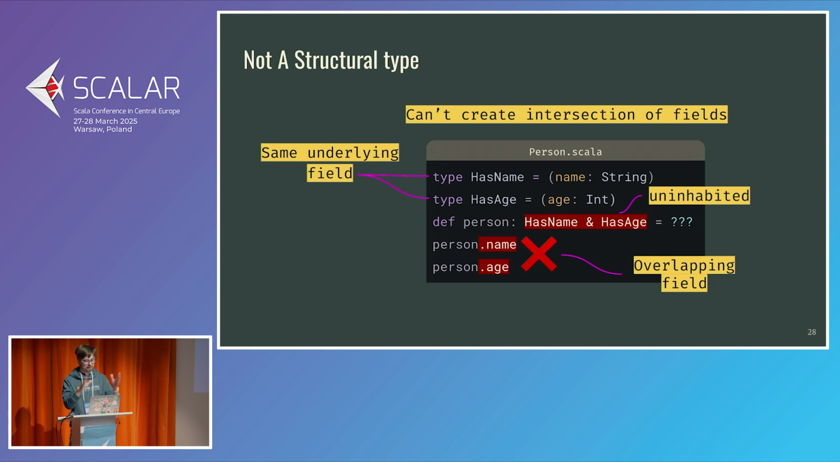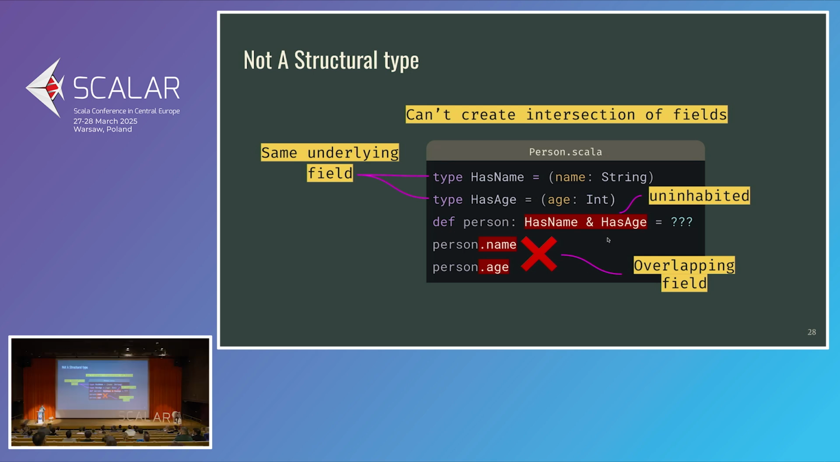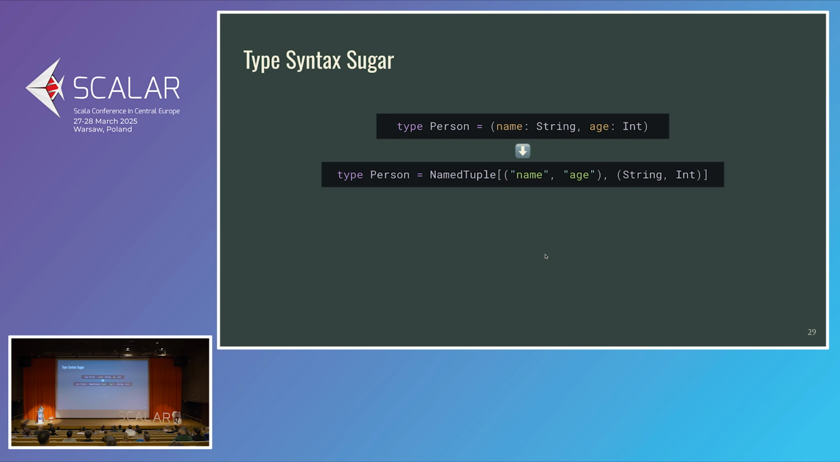Here's why it is not a structural type. You cannot create an intersection type of two named tuples. So we have two types here, has name, has age. So you would think they have separate fields, but the reality is that these are both referring to the same field in the underlying class, which is Tuple1, for example. So when you try and create an intersection type of these two, then you're basically saying the field _1 is called name, and it's also called age, and it also stores Int, and it also stores String, which is not possible. So you get a compile time error if you try and select those.